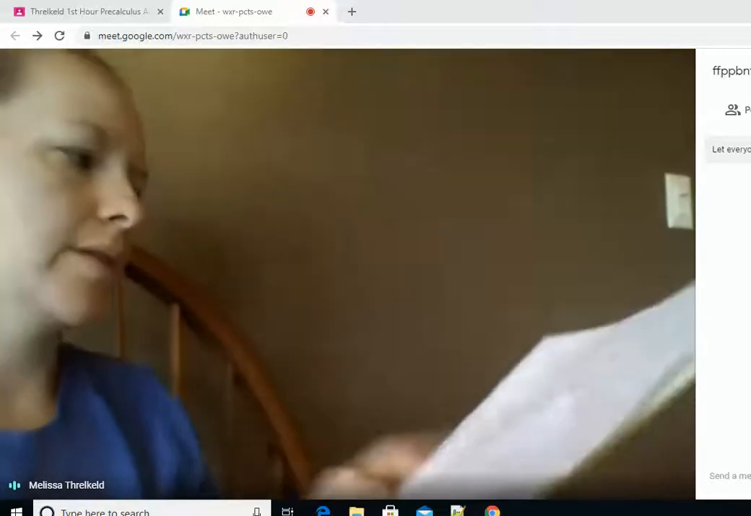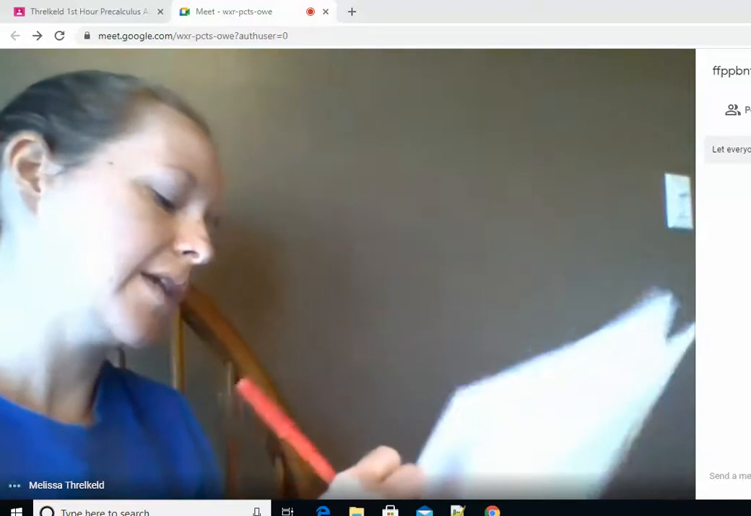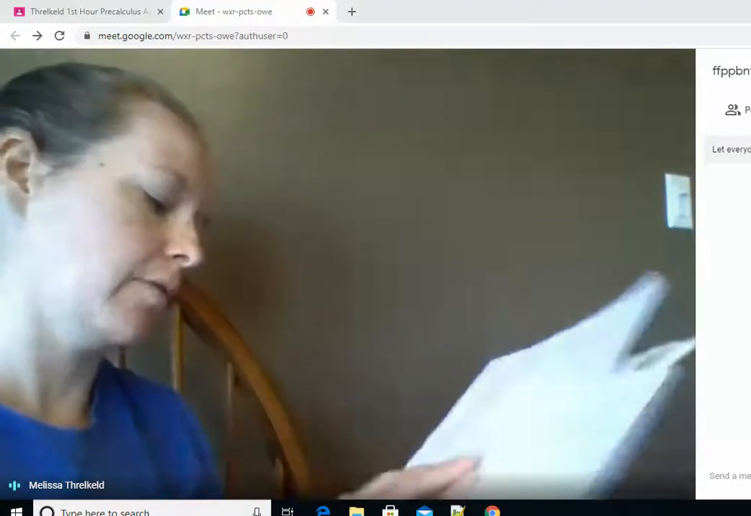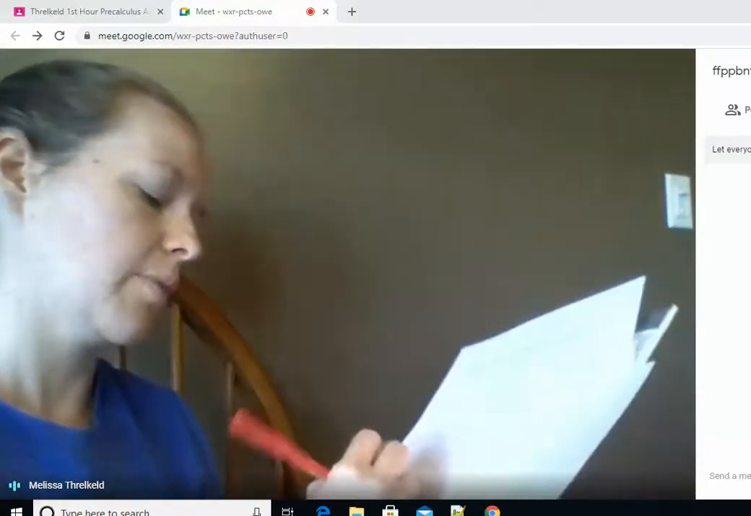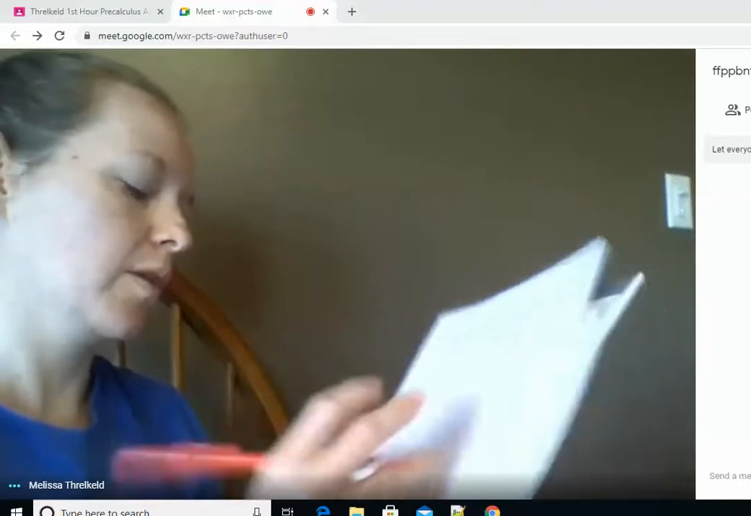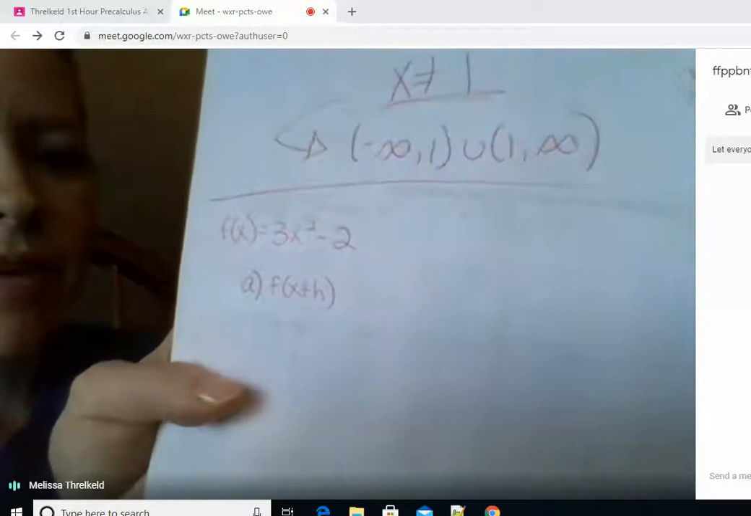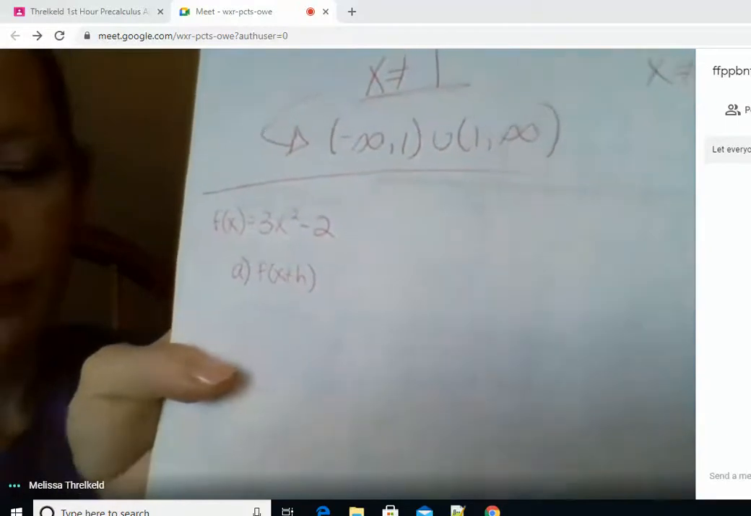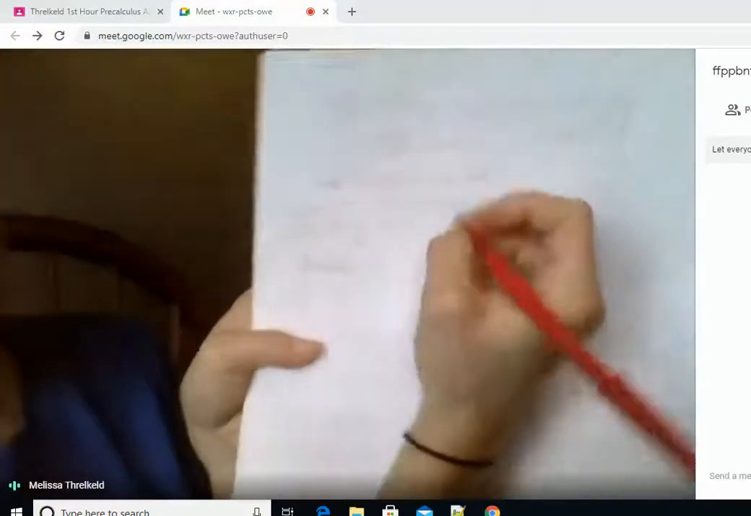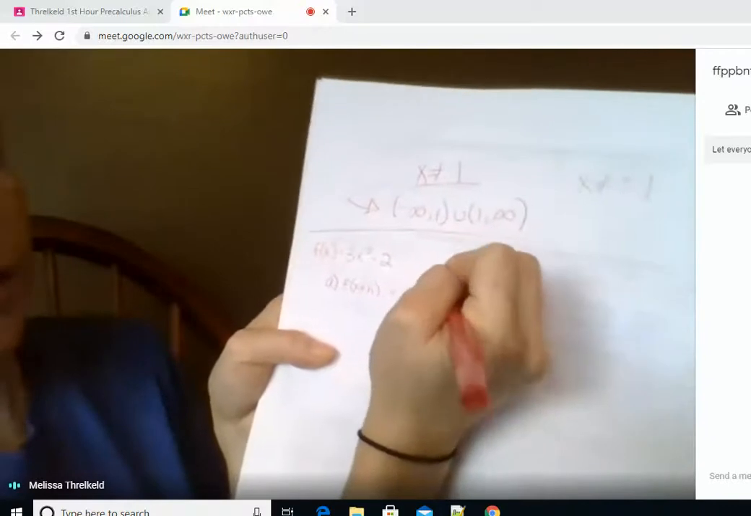Let's talk about 16. So on the test, I will probably break this down a little bit into parts just to help you guys manage your work. So I would probably say part A, find f of x plus h. So that says you go to this function, and where there was an x, you plug in an x plus h.